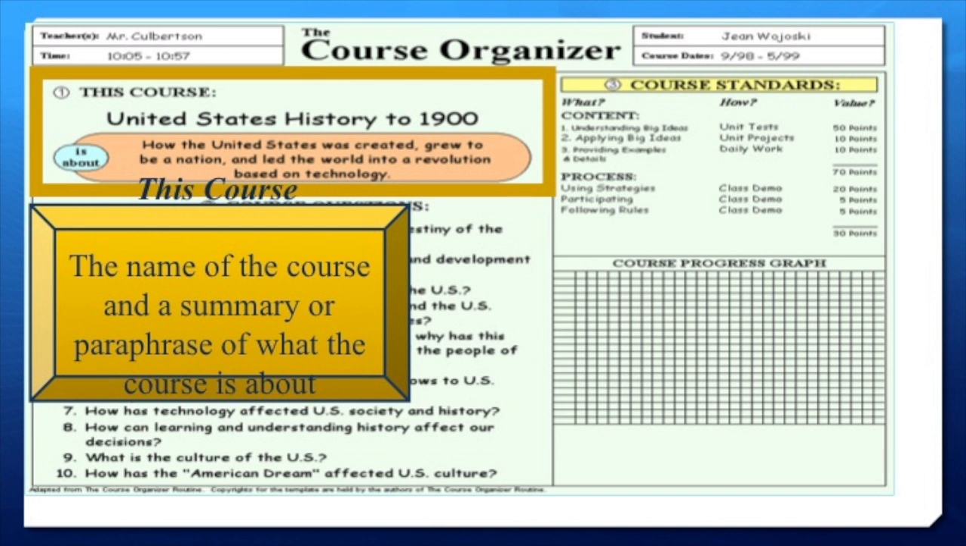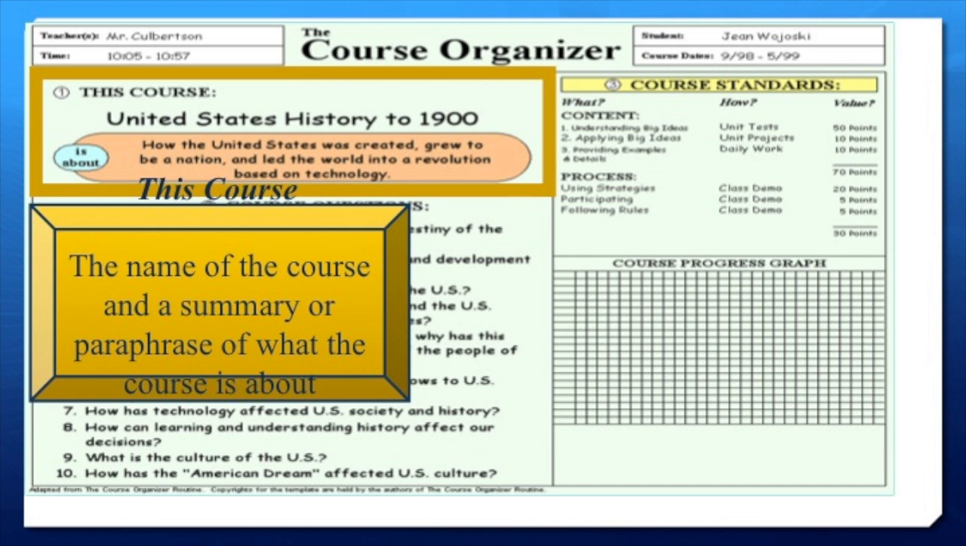In this instance, we have that United States history to 1900 is about how the United States was created, grew to be a nation, and led the world into a revolution based on technology. Now, take a second and reflect on that paraphrase and ask yourself the simple question: is that paraphrase extremely broad or extremely specific?